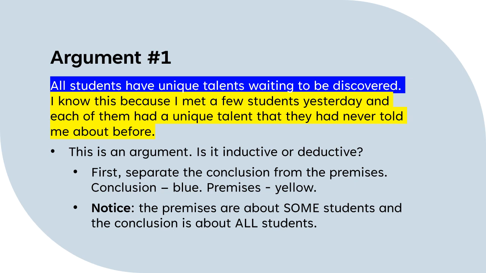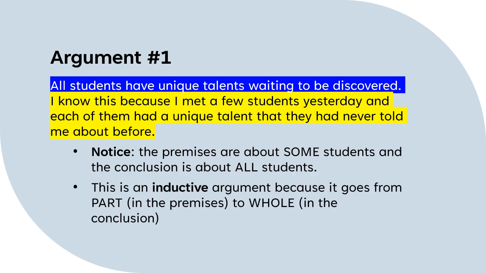This is what I want to highlight for you. Are you ready? This is really important. Notice how the conclusion is about all students. All students have unique talents. And the premises are about a few students. I met a few students yesterday. I met some students yesterday. That's what the premises are about. But the conclusion is about all the students. So notice, we are moving from a statement about some of the students to a conclusion about all the students.